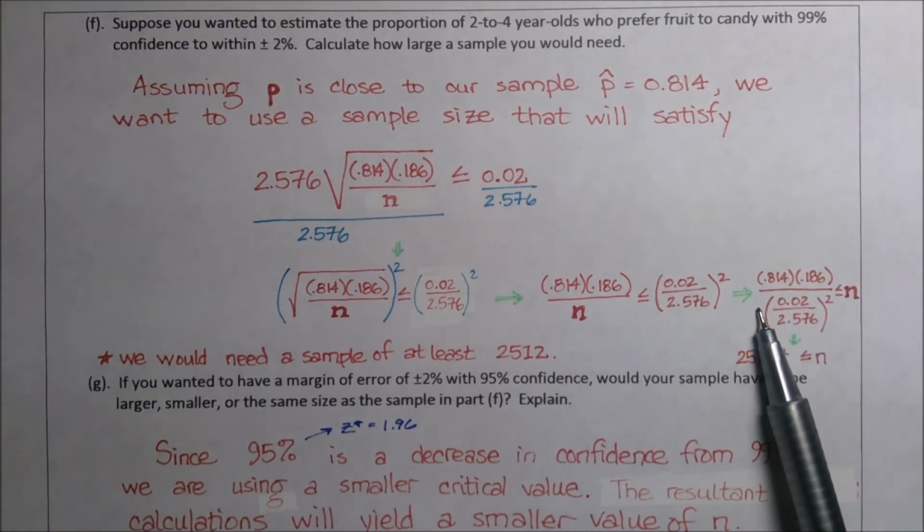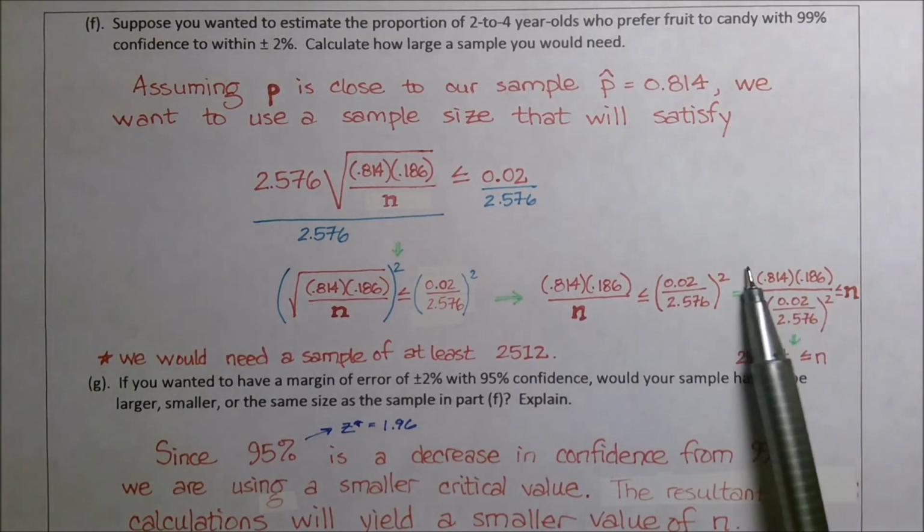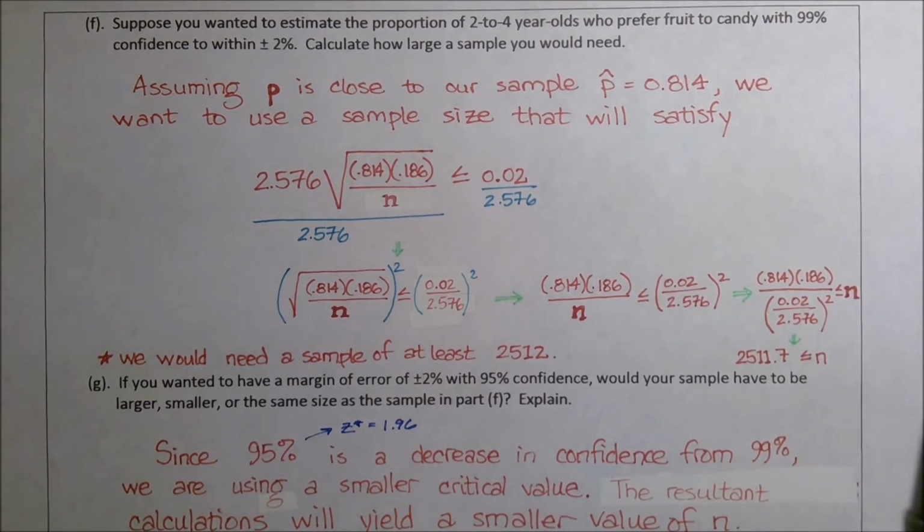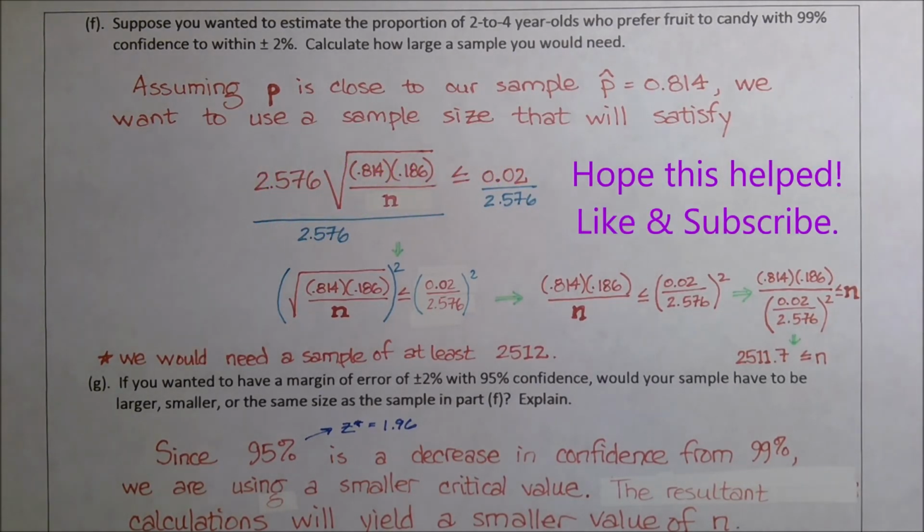So if this whole denominator is bigger and this top stays the same, that would actually decrease the value of n, right? So what happens is, because we're going to have a smaller critical value of 1.96, we'll end up needing a smaller sample size than we did in part F.